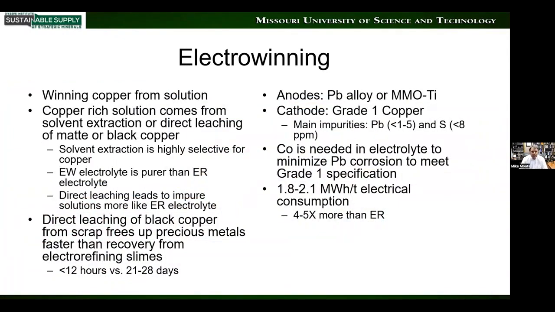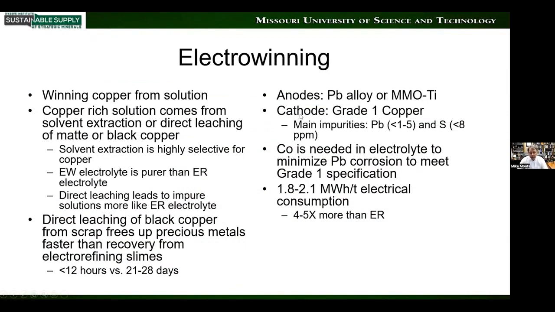A lot of words, but basically we win copper from solution in electrowinning. We take rich copper solution, which is coming from solvent extraction or direct leaching of matte or black copper. Electrowinning is sometimes selected instead of electrorefining for processing scrap, because I can get to the precious metals in leaching in, say, less than 12 hours versus 21 to 28 days in electrorefining. The anodes that are used are some sort of lead alloy, which means we generate a hazardous byproduct which has to be recycled. We also have mixed metal oxide titanium anodes, which reduce the energy consumption, but because they use iridium oxide, they tend to be expensive.